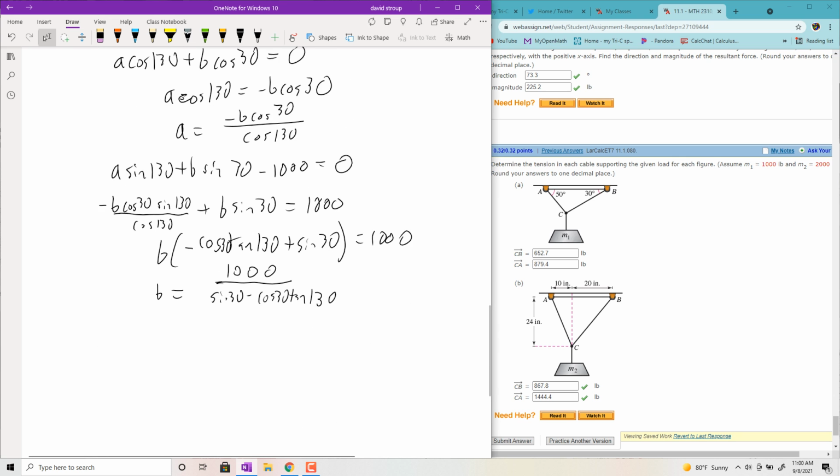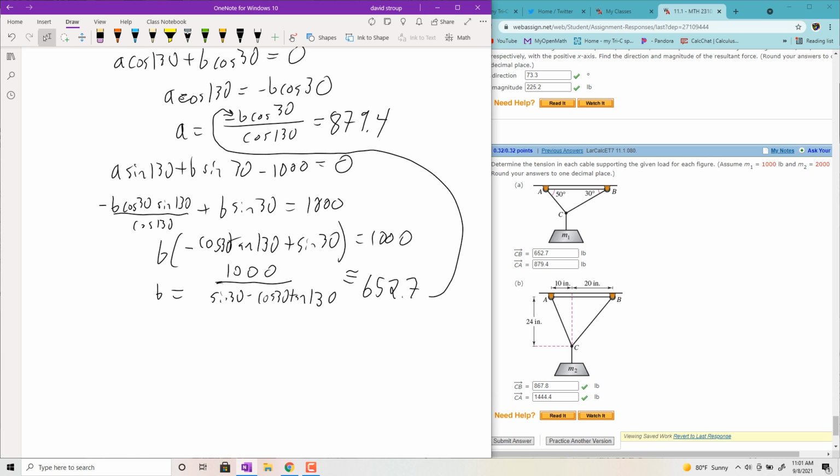So you get this, whatever the heck this thing is, and it looks like it's 652.7, and then you substitute it in right here and get your A answer, which should be 879.4. You could do the same process for part B, but they don't give you the angles. You can always get the angles using like a tan inverse function.